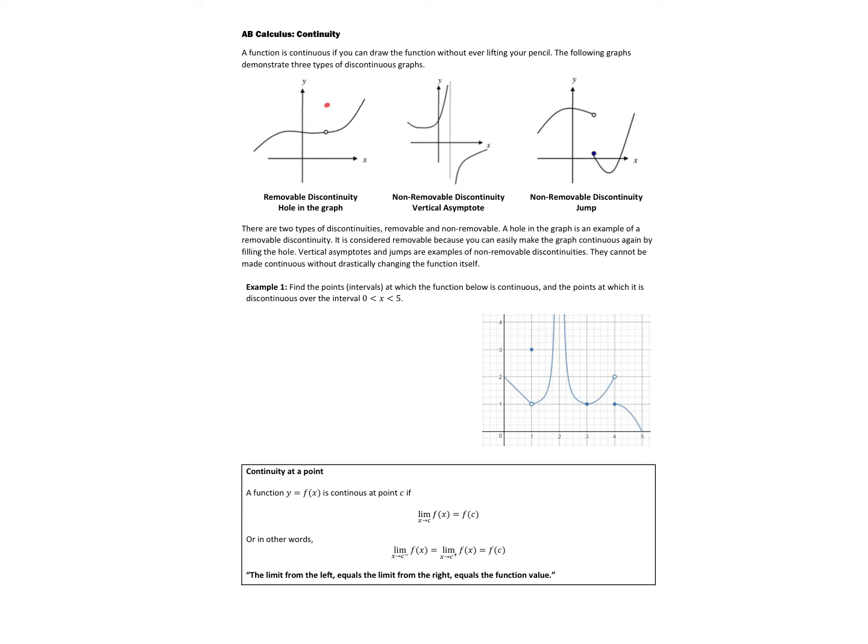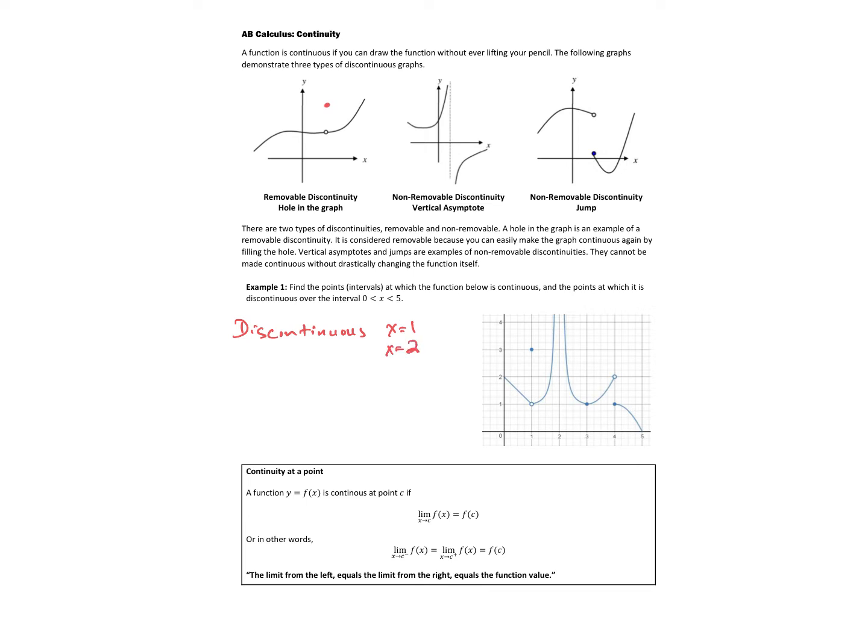Find the points at which the function below is continuous and the points at which it is discontinuous on this interval. I want to do discontinuities first. When is this graph discontinuous? At x equals, before 2, 1. It is discontinuous at 1. I would have to pick up my pencil at 1. Are you following me? When else is it discontinuous? At x equals 2.